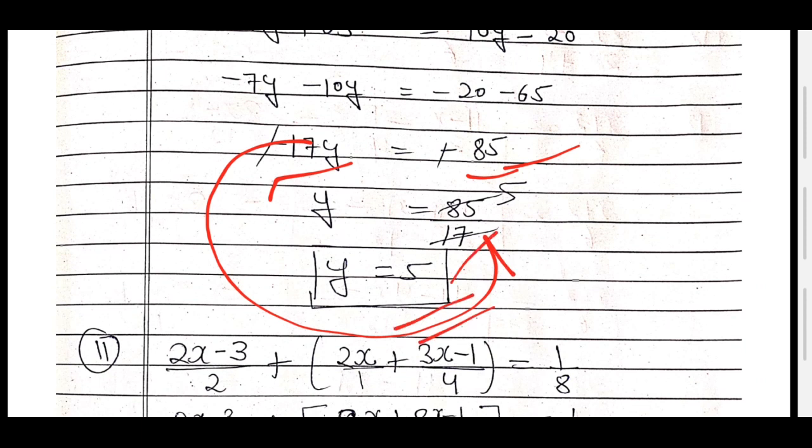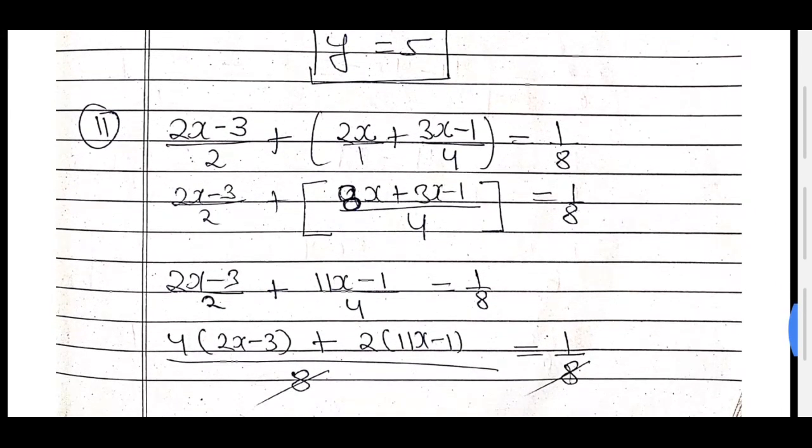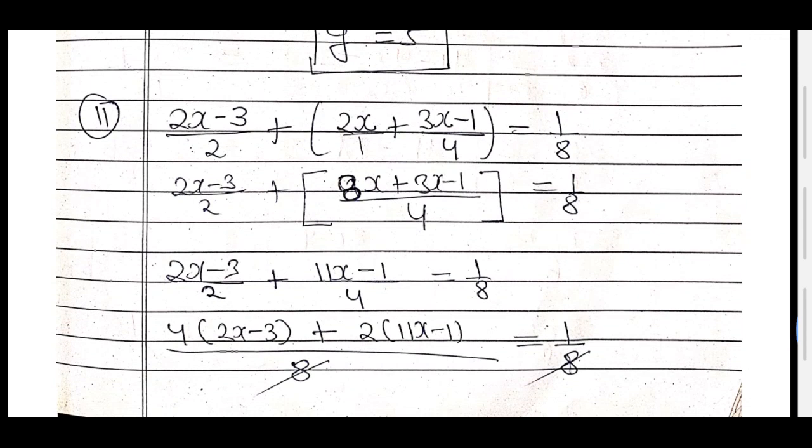So what is the value of x? You get 5 here. Now come on to 11 one: (2x minus 3)/2 plus (2x plus 3x minus 1)/4 is equal to 1/8. So by yourself you put here 1. First solve the bracket, just multiply: 4 2s are 8x, and when you multiply this by 1 you get the same, and then 4 1s are 4.